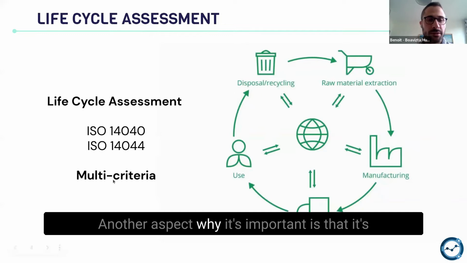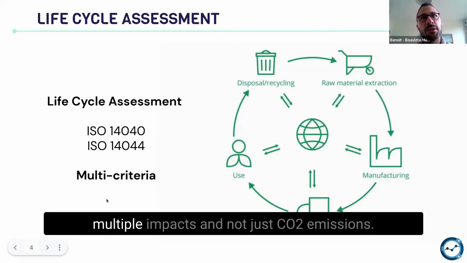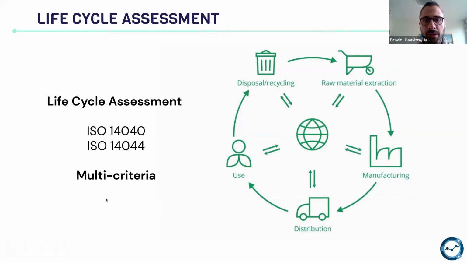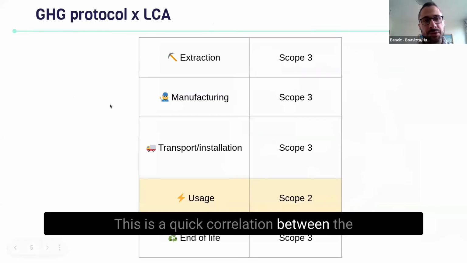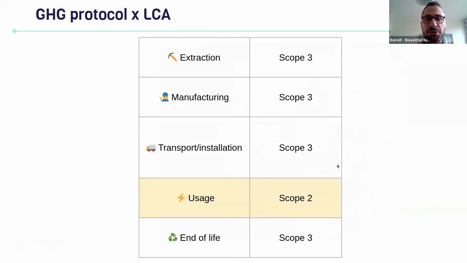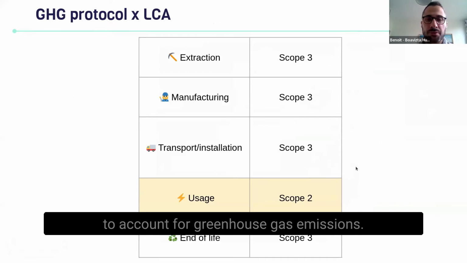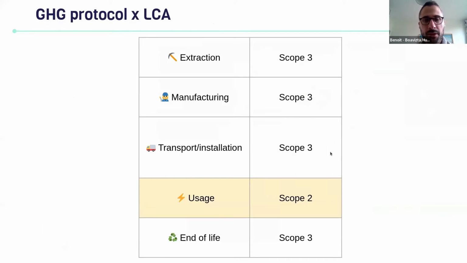Another aspect why it's important is that it's multi-criteria. So we can take into account multiple impacts and not just CO2 emissions. This is a quick correlation between the life cycle assessment methodology and the GHG protocol, which is maybe the standard most used to account for GHG greenhouse gas emissions.